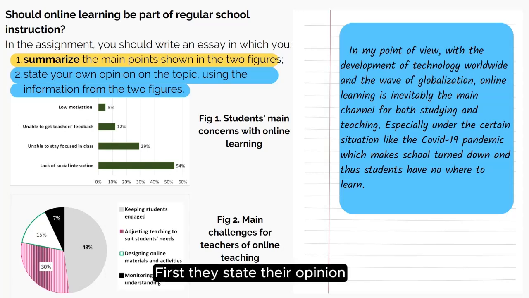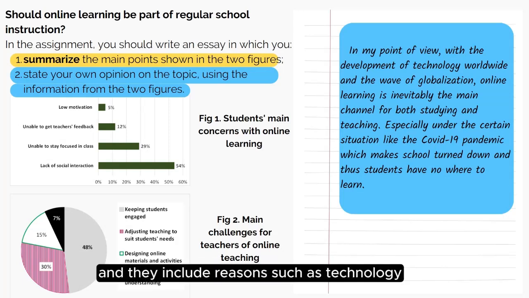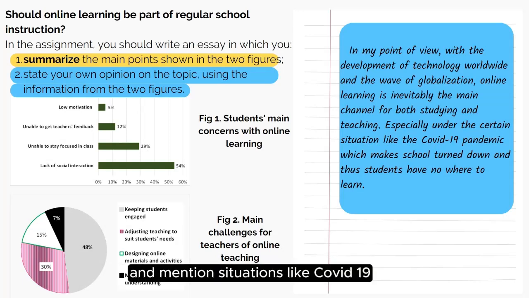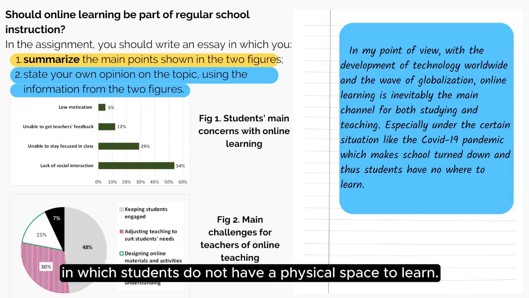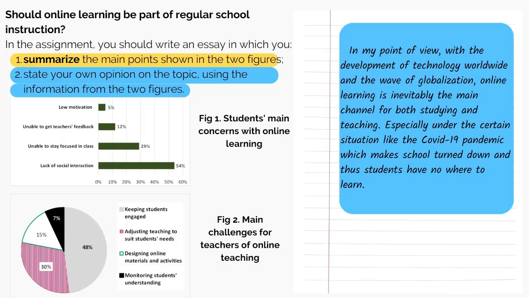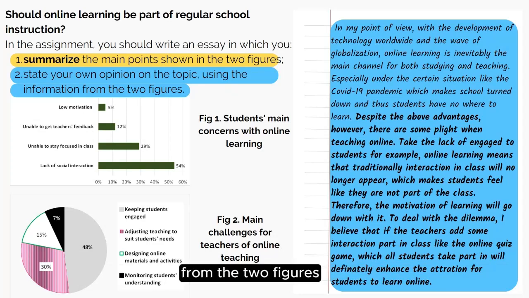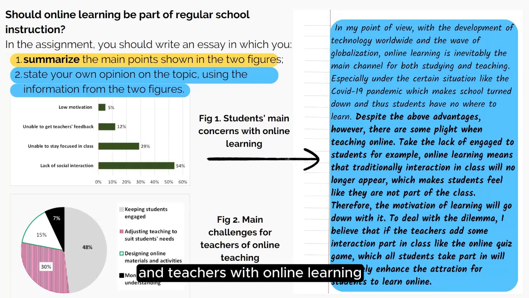First, they state their opinion that they do think that online learning should be a part of school instruction, and they include reasons such as technology, globalization, and mention situations like COVID-19 in which students do not have a physical space to learn. The next part of the paragraph includes information from the two figures. Again, the figures are sharing concerns and challenges with students and teachers with online learning, and that the main concern involves interaction.